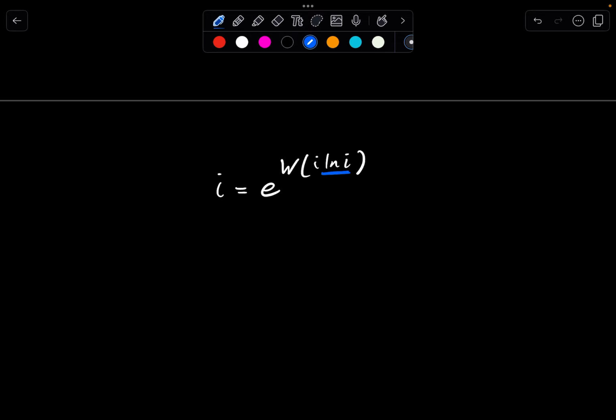Now, if you take a look, we have the natural logarithm of an imaginary number. And this is a proof for another day.